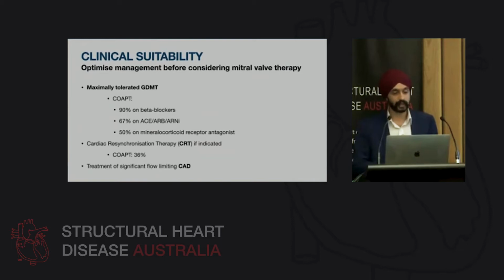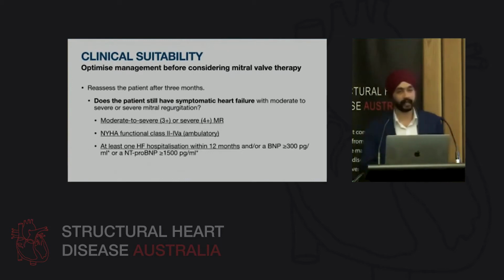Important to also consider cardiac resynchronization therapy if indicated. There's good data out there to show that you can reduce the severity of mitral regurgitation by using cardiac resynchronization therapy. So if your patient is suitable for a BIV, you should definitely consider that as per usual guidelines. And then especially in patients with ischemic cardiomyopathy, treatment of any significant flow-limiting coronary artery disease. So these are some of the things that you need to do to optimize the patient before you consider transcatheter repair.